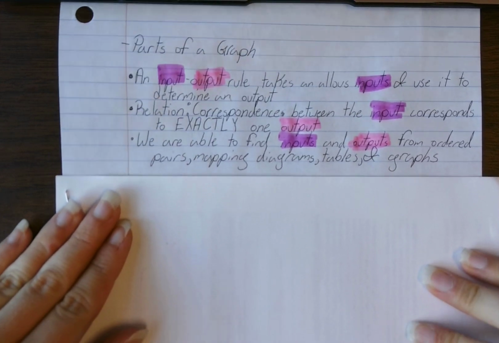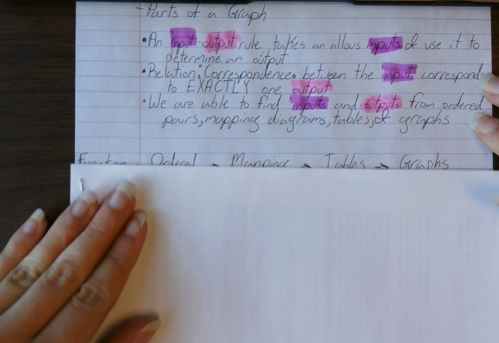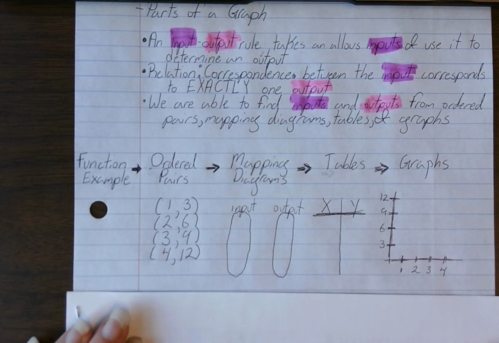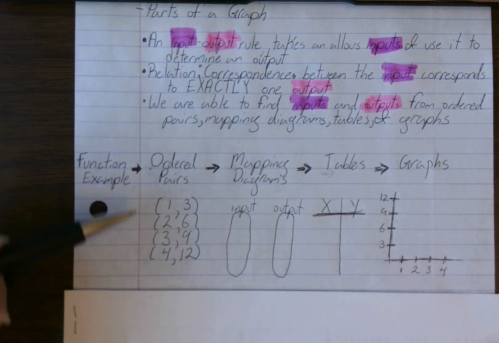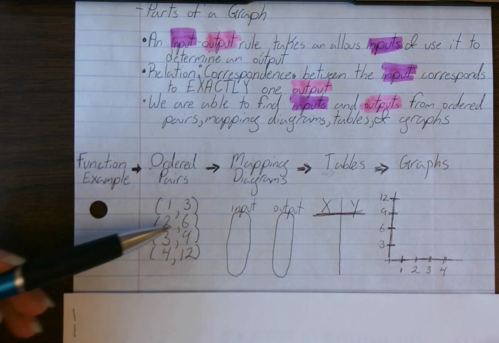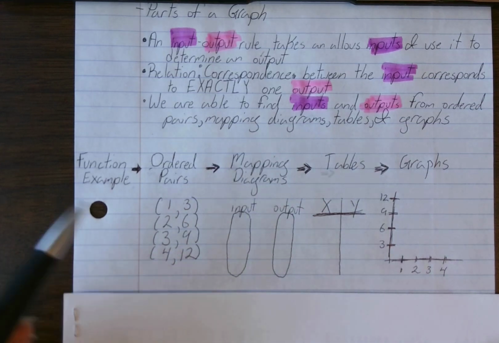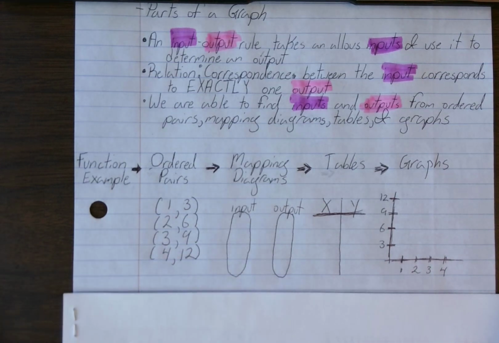Okay, I'm going to move my paper up a little bit so we're able to see our first beautiful chunk. As you can see, this is going to be a function example. I have ordered pairs. I have 1, 3, 2, 6, 3, 9, and 4, 12. I was going to say 10. Oops. I'm going to go in and highlight some of my inputs.